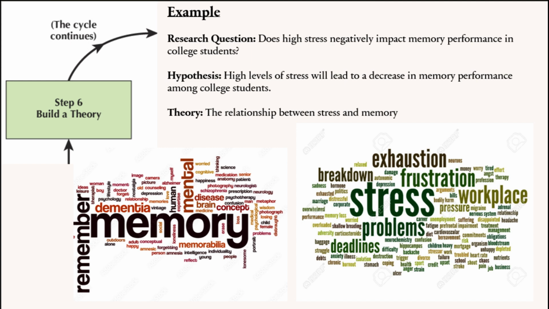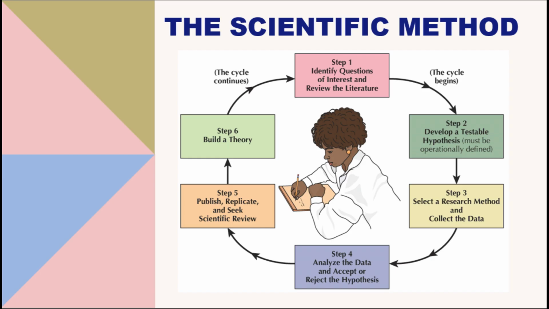Step 6. When a hypothesis is supported by multiple studies and becomes well established, it can contribute to the development or refinement of psychological theories. Theories are broader explanations that encompass a range of related phenomena. In the example, over time, as more research supports the relationship between stress and memory performance, this finding may contribute to the development or refinement of theories about stress and cognitive functioning in psychology. The psychology scientific method is repetitive, with researchers continually building on existing knowledge and refining their hypotheses and research methods.